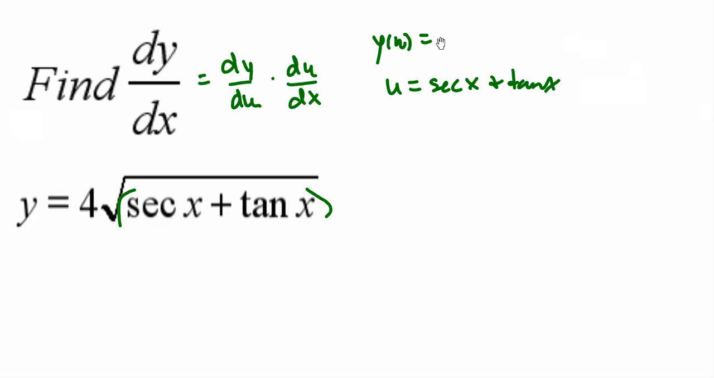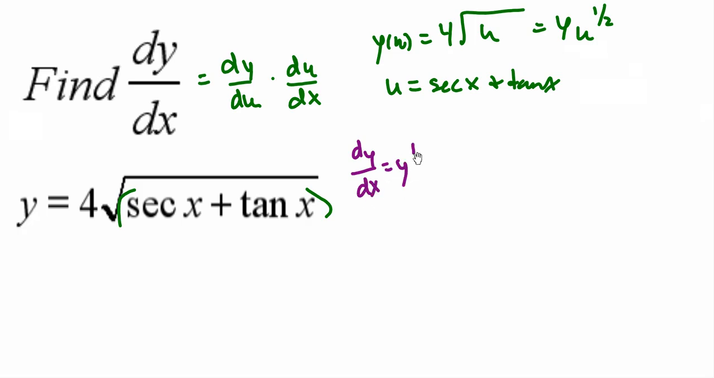Well, y of u is going to equal 4, and when we take that out, the square root of u, which is the same thing as 4 times u to the power of 1/2. Okay, so now let's find our derivative. So dy/dx, and just so you know, dy/dx is the same thing as y prime, so maybe I'll start using that too, just so you're aware.